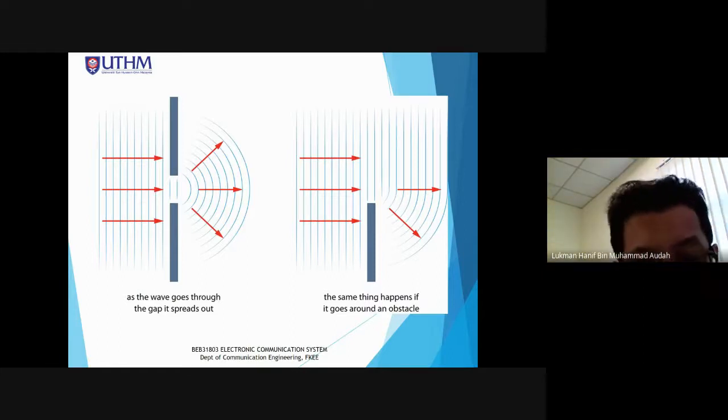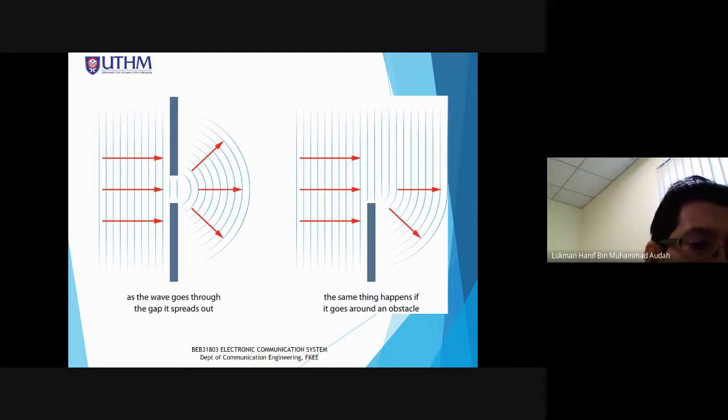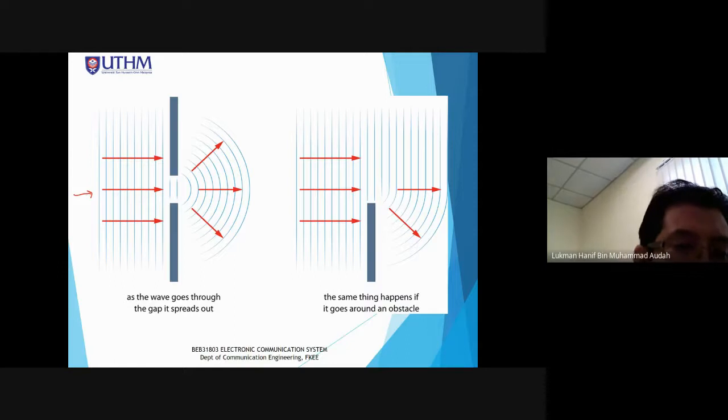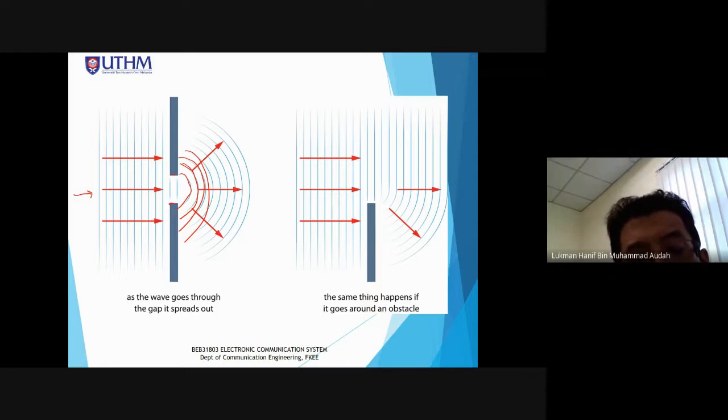Ini contoh diffraction. Okay. So the wave, you see that in picture, on the left picture, dia melanggar satu permukaan yang ada lubang di sini. Okay. So gelombang itu apabila dia melanggar objek ini, maka akan berlakulah diffraction, serakan energy, distribution of the energy, like this. Okay, so this is what we call as the diffraction.